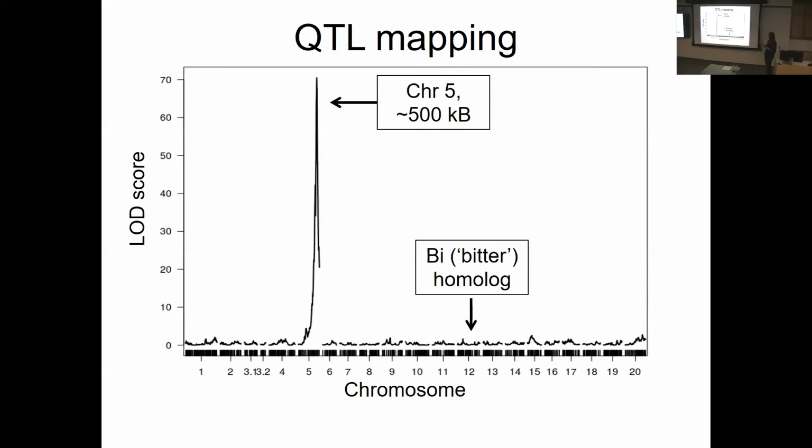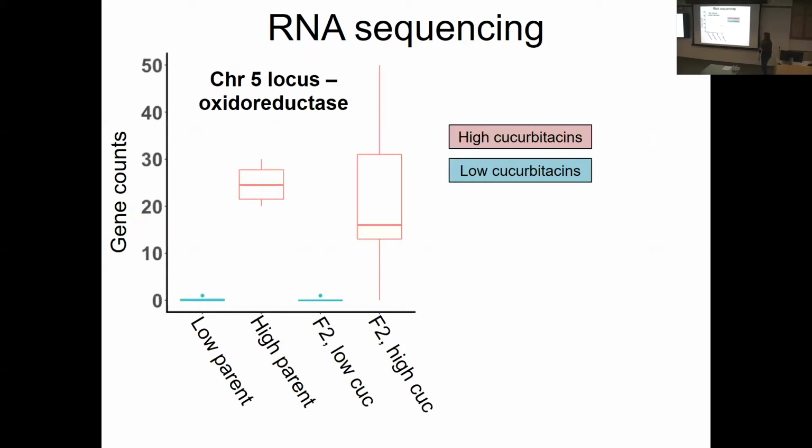I also, in this F2 population, looked at the highest and lowest producing F2s with 3' RNA-seq to see if there are any genes expressed in this region or elsewhere that would be responsible for this phenotype. And our most differentially expressed gene was indeed in this region on chromosome 5, and it was an excita reductase, which you remember from the pathway for cucurbitacins. There's a series of oxidation steps to make the final product. So it seems plausible, and it is highly expressed in both the high parent and the high F2s, and not expressed in the low parent and low F2s.